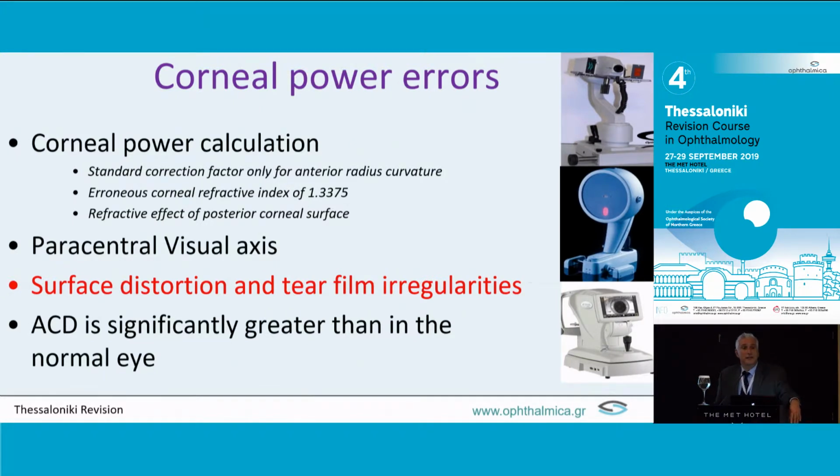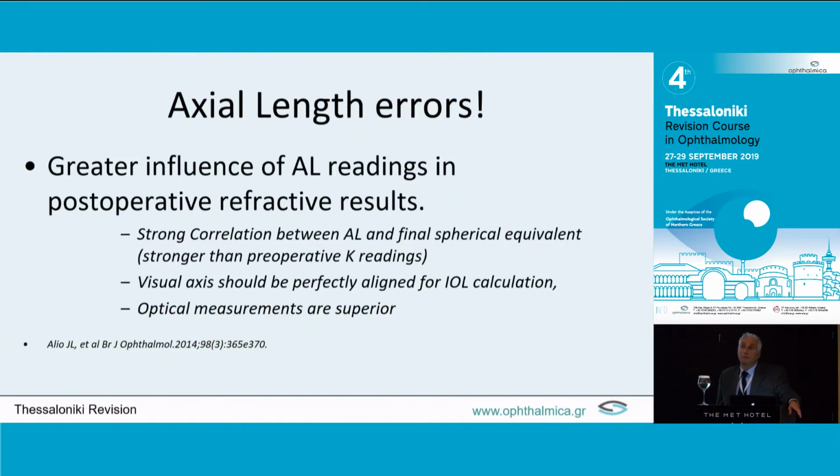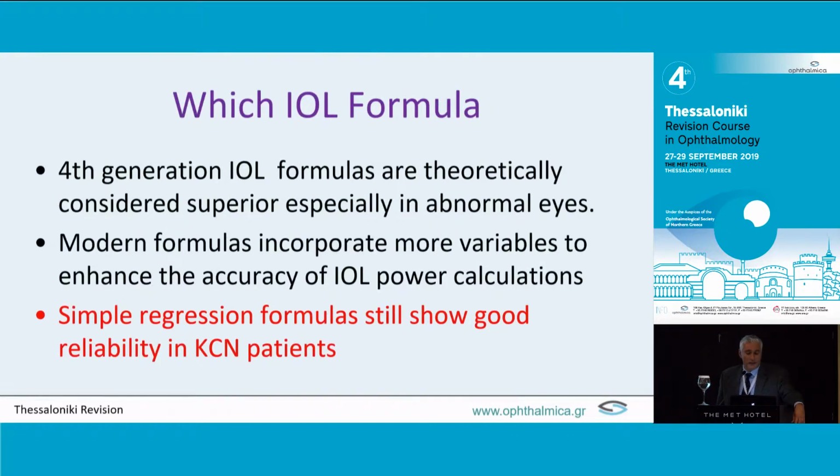The AC depth is also significantly deeper than in standard eyes. But axial length is also very large, especially in keratoconic eyes, but also in myopic eyes. So take care that you measure the axial length without any problems, especially when you have a paraxial visual axis, which is a bit of a problem in these cases.